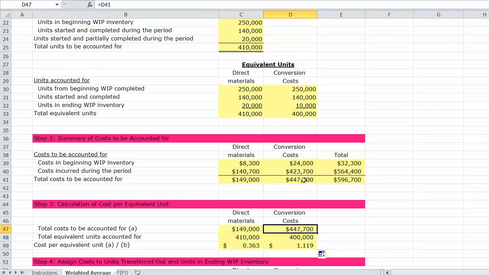Our cost was 447,700, but this time we divide by 400,000 equivalent units.